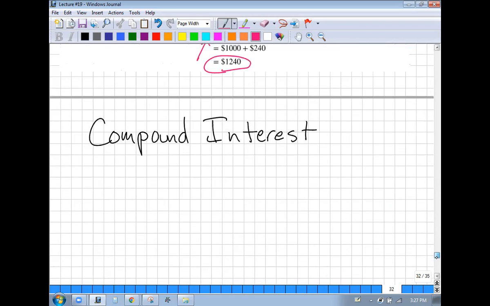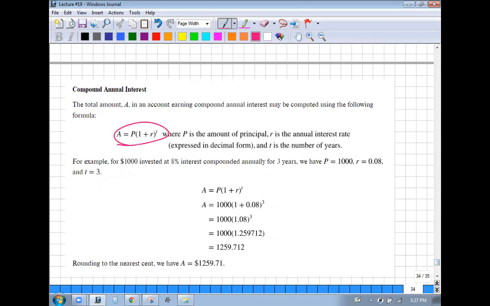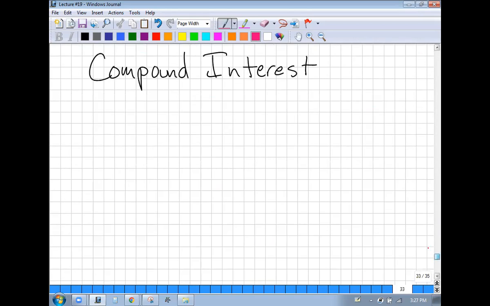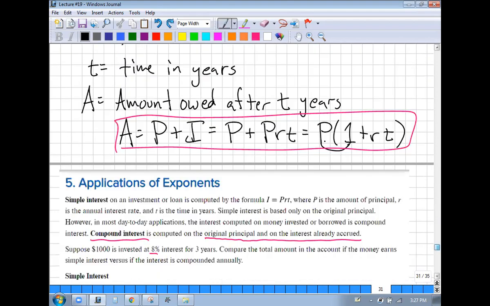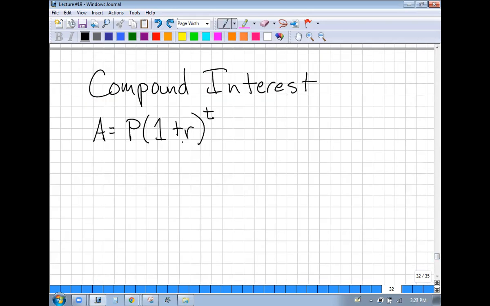Now, if you're collecting interest on interest, notice it's a little different here. The amount is P times 1 plus R to the T power. Notice this looks kind of like this, P times 1 plus RT. So simple, it's R times the T. But here you have R to the T power, but it's also 1 plus R to the T power, all right? So this is your compound interest. This is the amount you'd owe after T years pass.